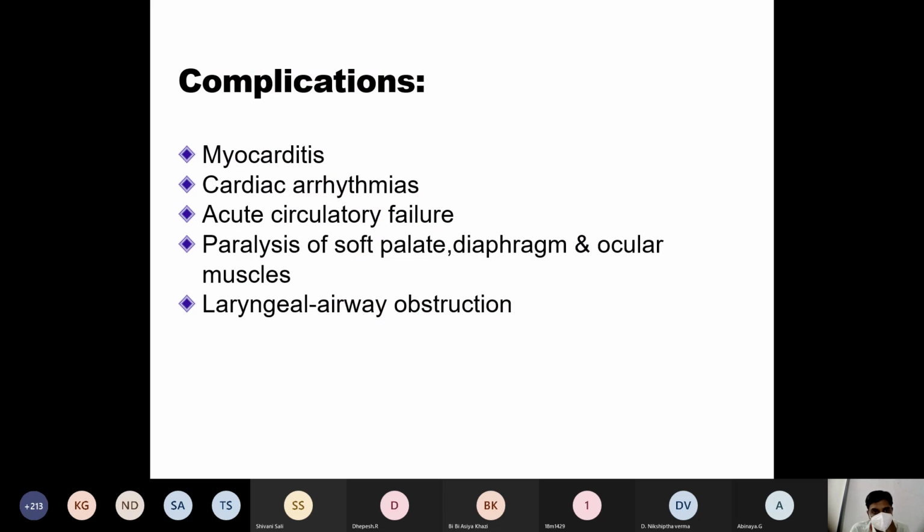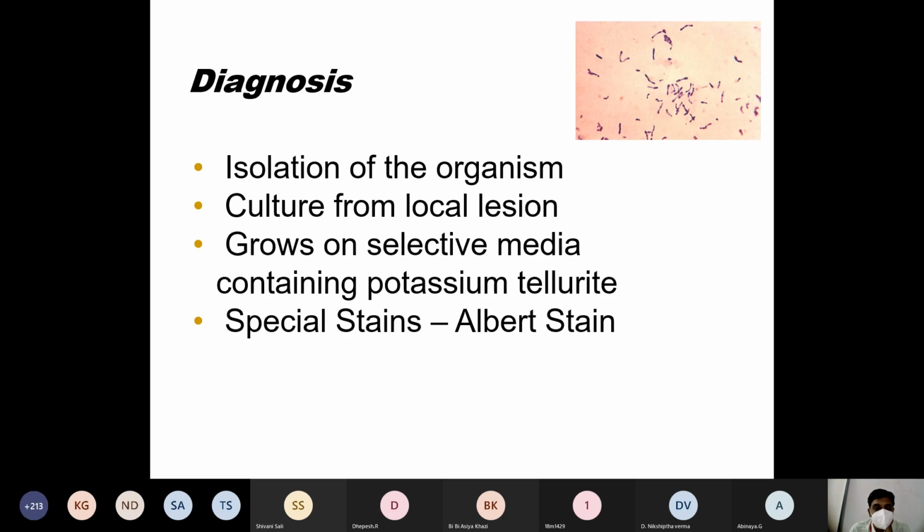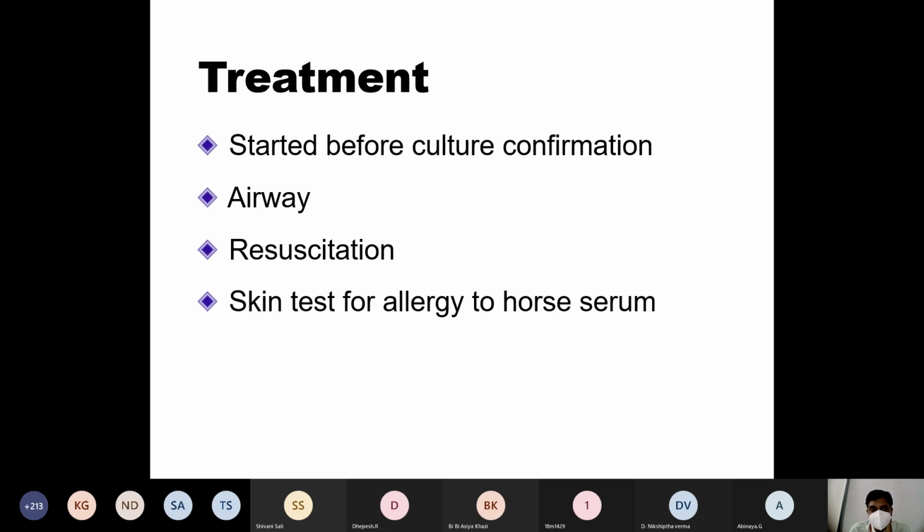So systemic complications you'll be learning in detail in pediatrics. What, as an ENT surgeon, we are aware of is that it can sometimes proceed to laryngeal airway obstruction by extension of the membrane into the hypopharynx. Diagnosis is by isolation of the organism using Albert stain, culture on Klebs-Loeffler media and/or potassium tellurite agar. Treatment will be started before the culture confirmation.